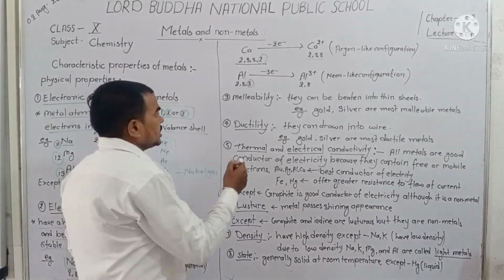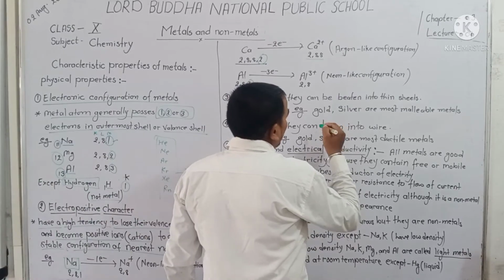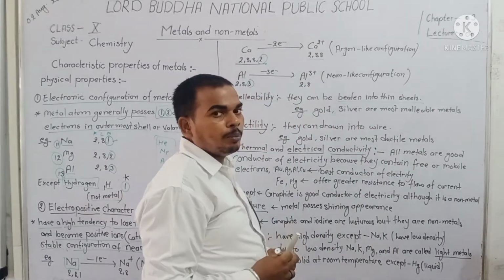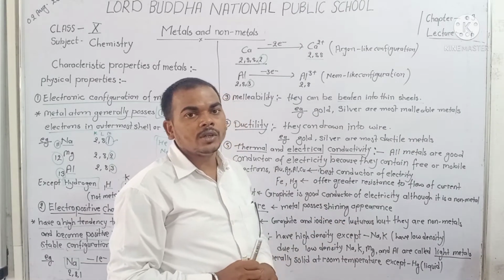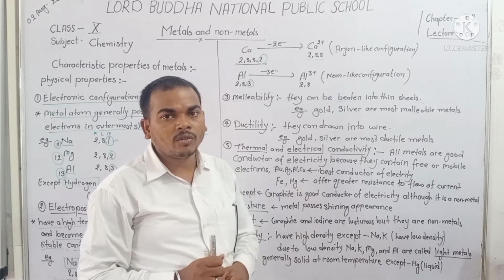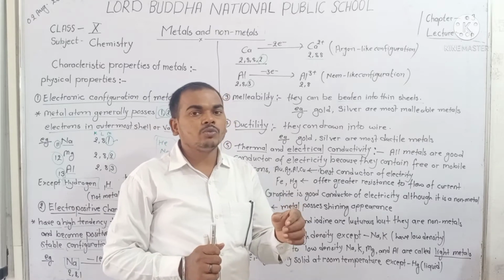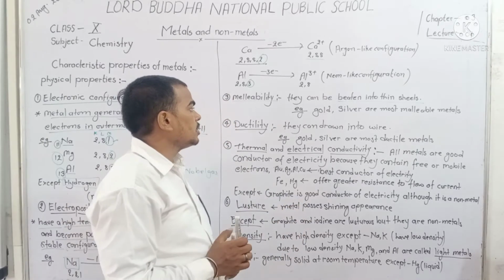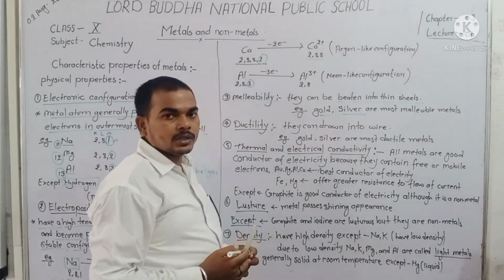Dear student, now discuss malleability. Malleability is the property of metals of being beaten into thin sheets. When you beat metals, they convert into thin sheets. An example is silver foil. Silver foil is an example of malleability, which is used for the decoration of sweets. Okay. Dear student, gold and silver are the most malleable metals.